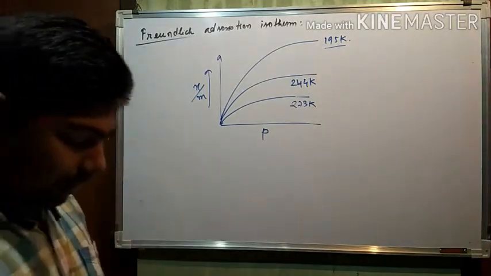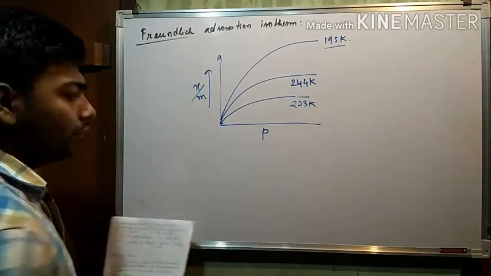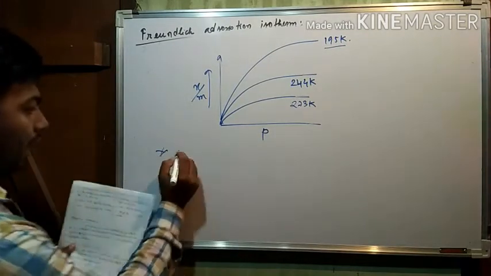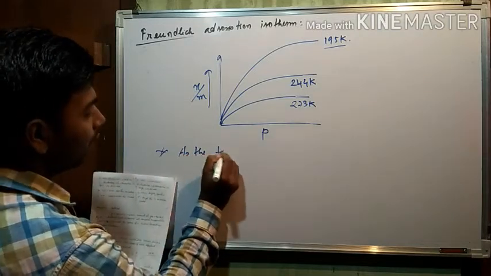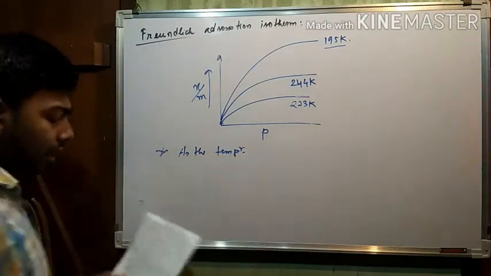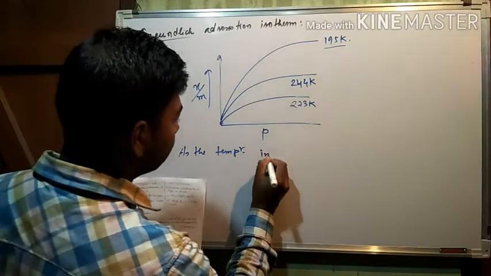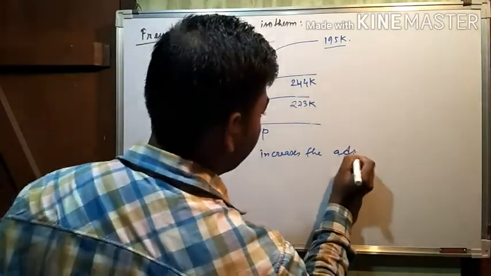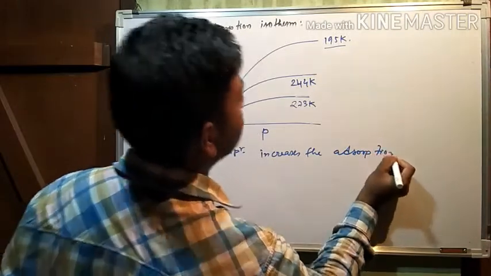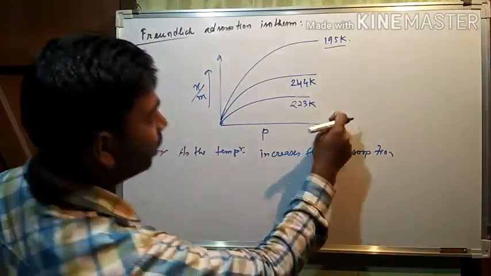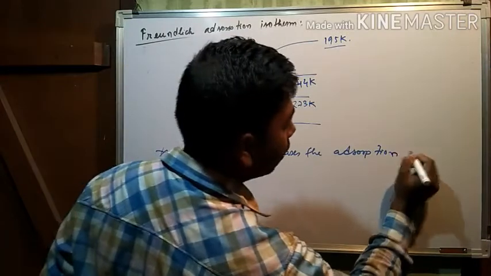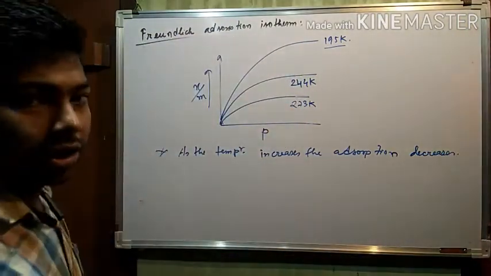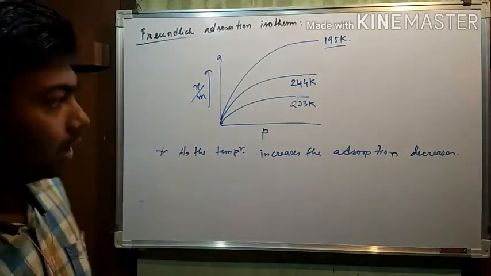Okay. Now what can we say from the graph? So the statement we are writing from this graph: as the temperature increases, the adsorption decreases, isn't it?